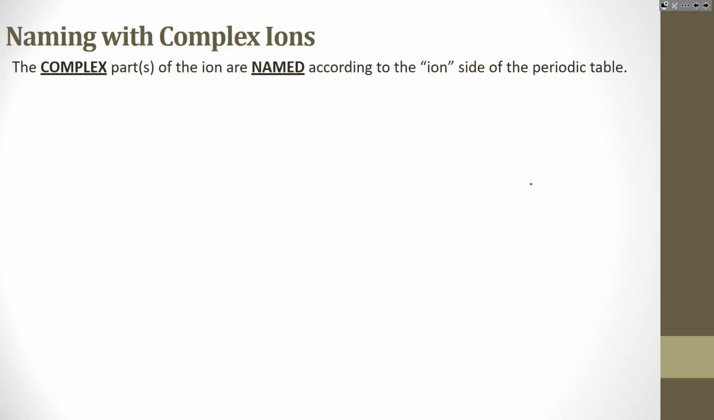So naming with our complex ions. If we're going to write the name, this is actually, I'd say, the easier of the two parts because we just need to look up the name on the back side of the table. And I'm never going to ask you to memorize those. You will always get the ion side of the periodic table.